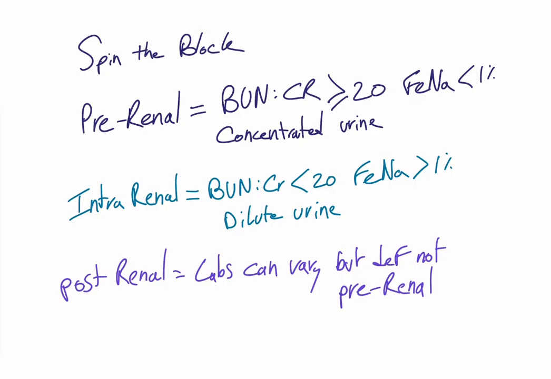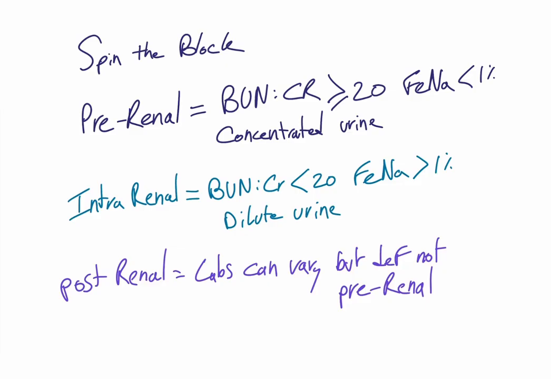Now let's spin the block, do a quick little recap. For pre-renal, we're thinking congestive heart failure, NSAIDs, diuretics. Your BUN creatinine ratio will be above 20, your FeNA less than 1%. You will have concentrated urine, high osmolality, high specific gravity. For intrarenal, we're thinking ATN from ischemia, gentamicin, cisplatin, rhabdo, or IV contrast. Your BUN creatinine will be less than 20. Your FeNA will be over 1%. You'll have dilute urine. As for postrenal, BPH, cancer, and strictures, labs can vary, but it definitely will not be pre-renal.